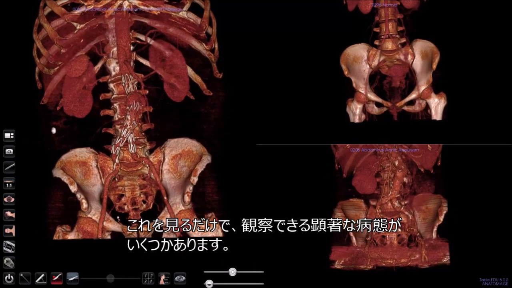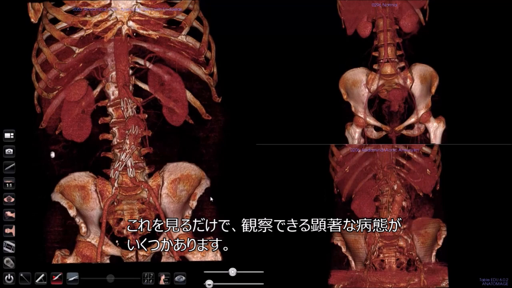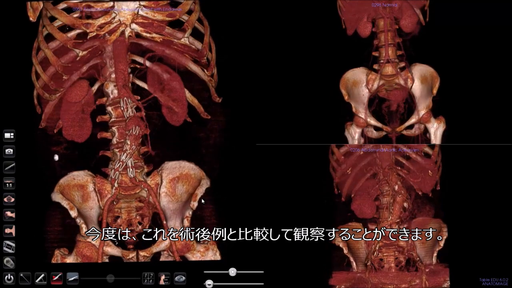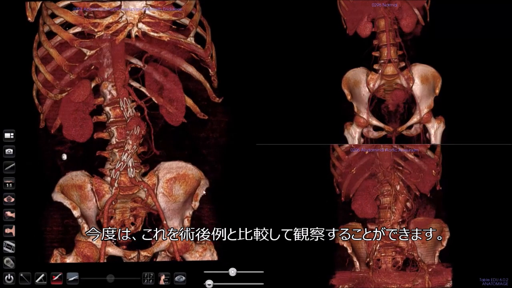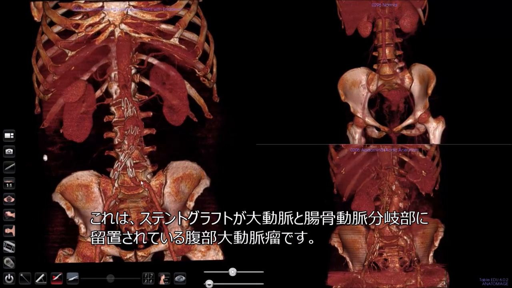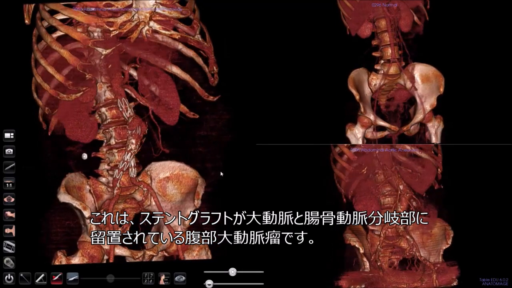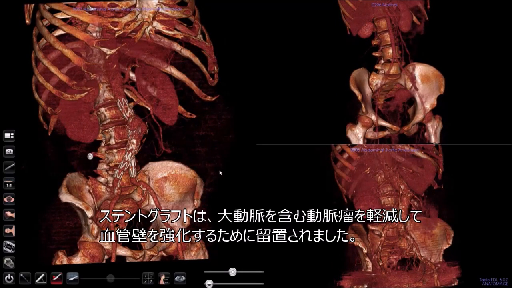Now, by comparison, we can also start to compare this to what a post-operative example might look like. This is an abdominal aortic aneurysm where a stent has been placed around the aorta and the base of the iliac arteries. The stent was in place to hopefully alleviate the aneurysm, contain the aorta, and strengthen the wall for it to be able to heal.